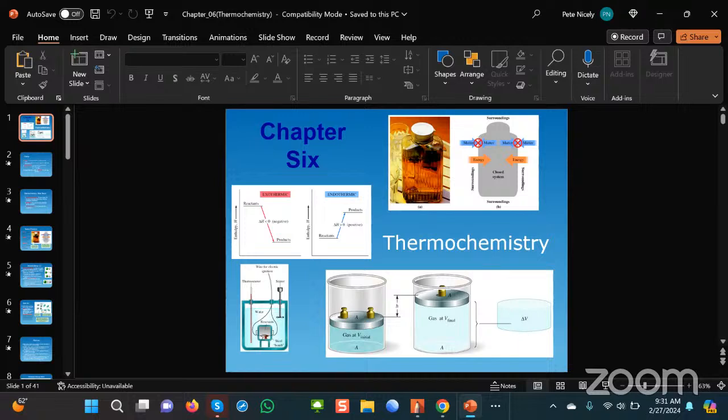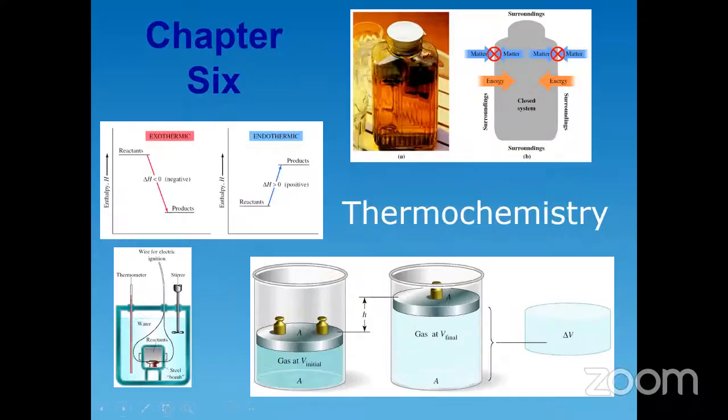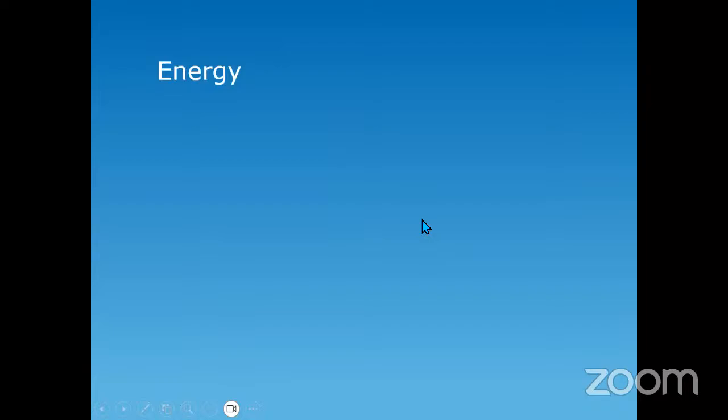All right, so basically we're going to start with chapter 6, which deals with the area of thermochemistry. And thermochemistry is basically that area, of course, as the name suggests, which deals with energy changes in chemical reactions. All right. So before we actually get to that discussion about the relationship between reactions and energy changes, we need to define some terms with respect to energy and related topics.